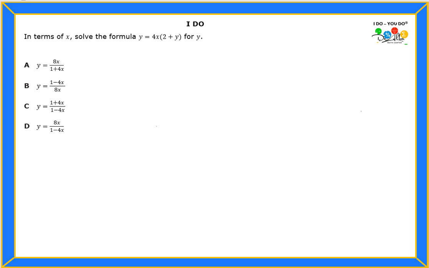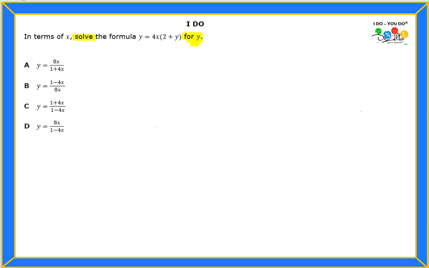And it says, in terms of x, solve the formula y equals 4x(2 plus y) for y. Okay, so we need to solve for y. That's the most important thing for us to recognize first, right? What is it that I'm solving for? Because that's going to determine who is the one that I need to leave by itself, right?